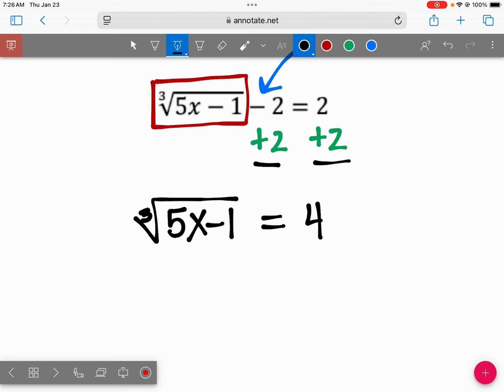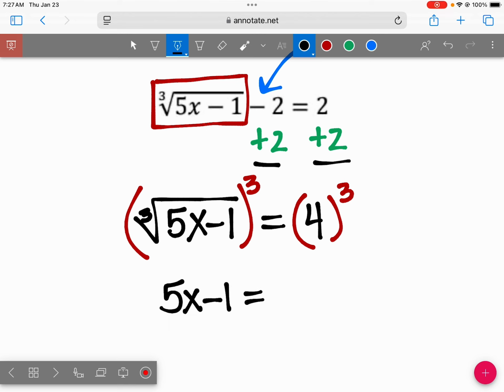So now, because that radical is by itself, we're going to raise both sides to the power of 3. So with your calculator, take 4 times 4 times 4. That's 4 to the power of 3. What is 4 times 4 times 4? 64, good. All right, go ahead and finish it from there. Add 1, divide by 5.